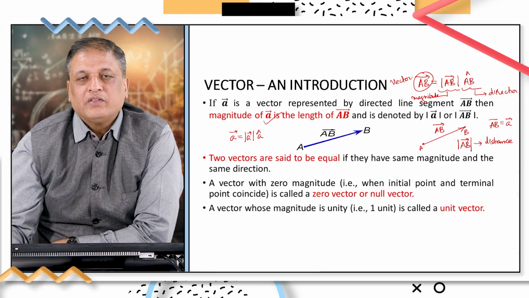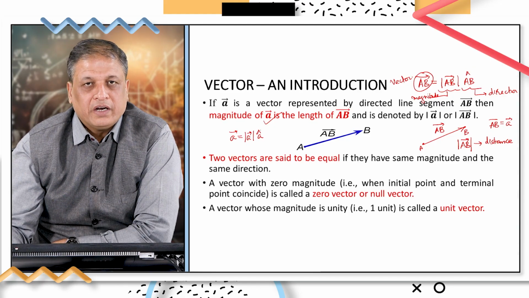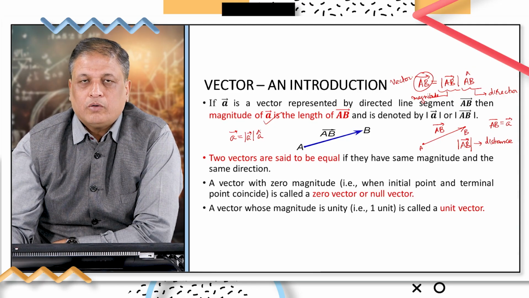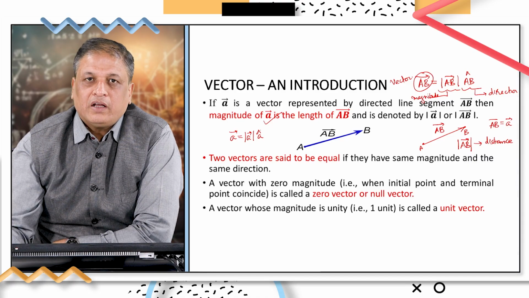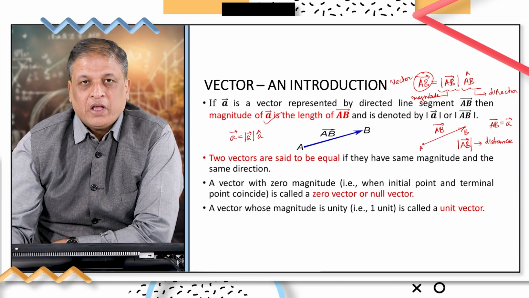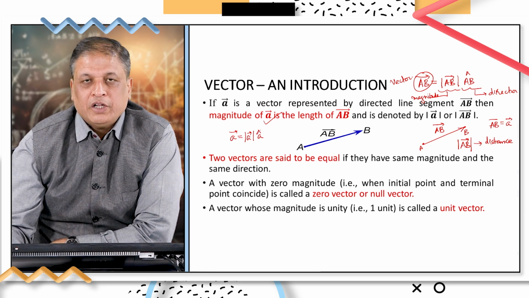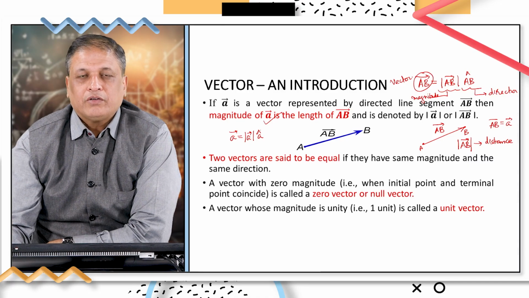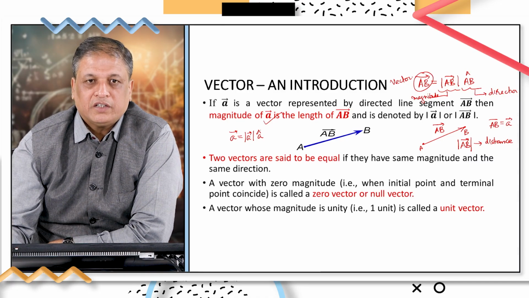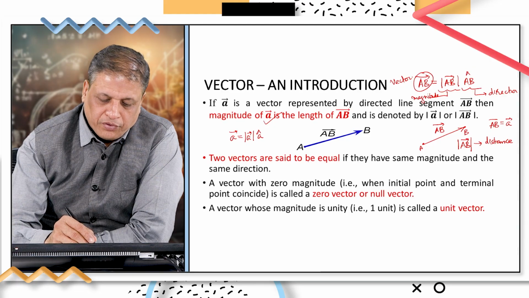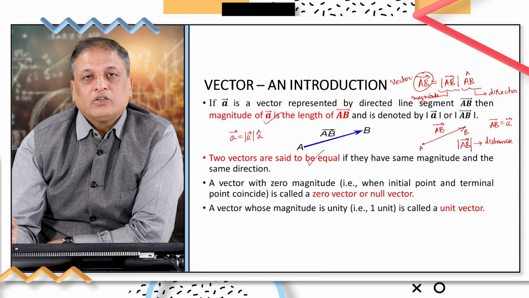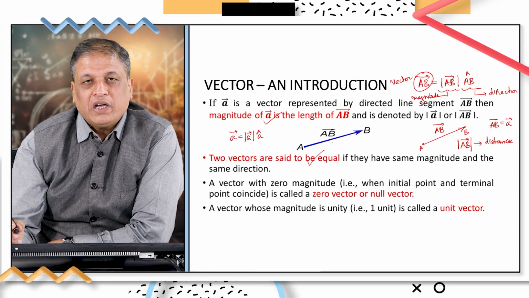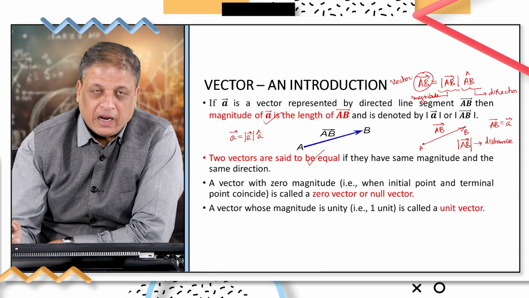Let me repeat that there are two types of entities. There is a scalar component, there is a vector component. The magnitude of the vector represents the scalar component, and the unit vector represents the vector component. The unit vector is multiplied by the scalar component to get the detailed representation of the vector in that particular direction. So, if there are two vectors, then two vectors are said to be equal if they have the same magnitude and the same direction.